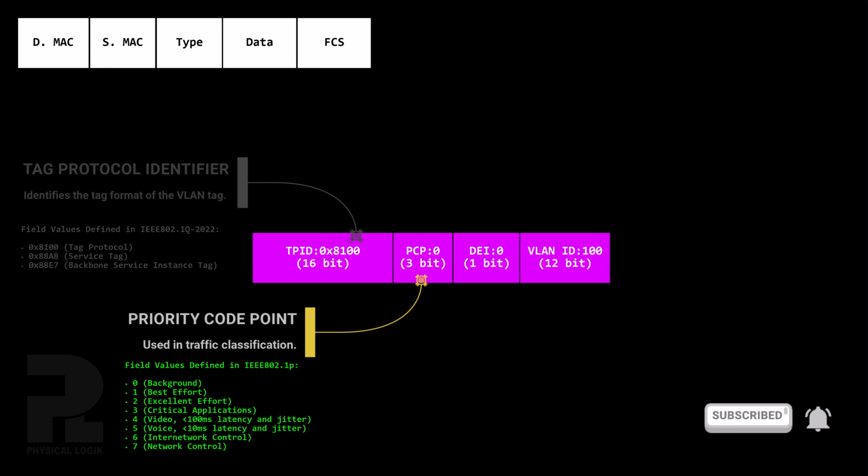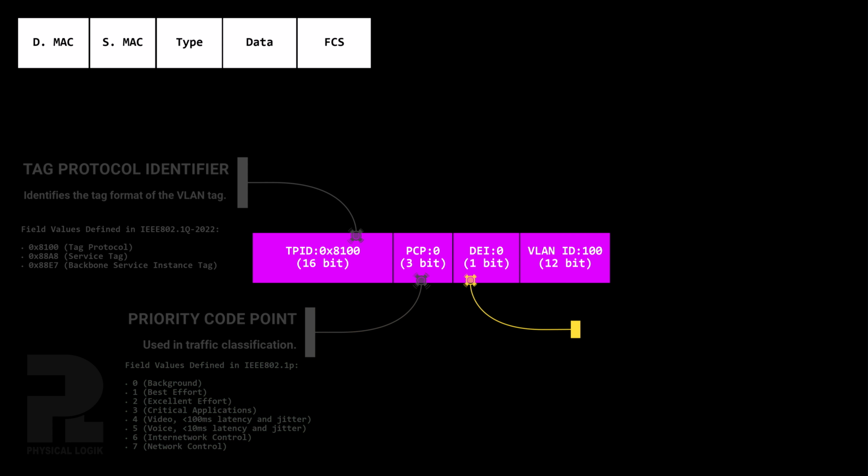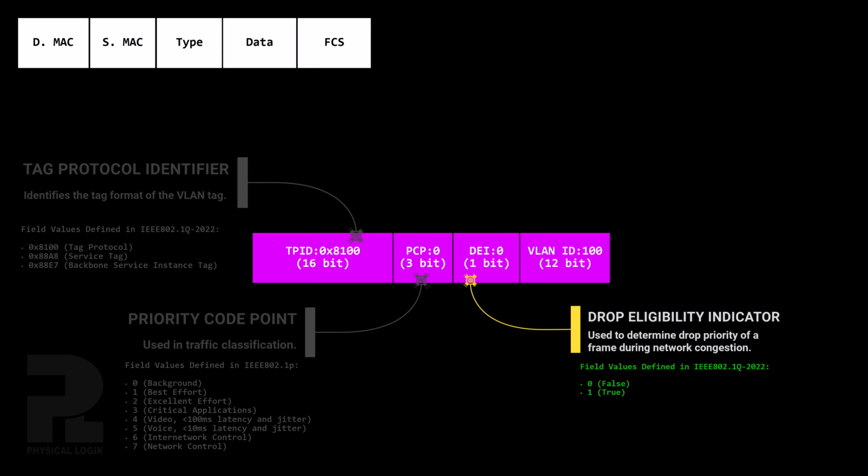Formerly known as canonical format indicator, the drop eligibility indicator is a 1-bit field which holds a true or false drop eligible value that determines if a frame should be dropped in the event of a network congestion. This drop eligible value may also be encoded in the PCP field of the VLAN tag instead.